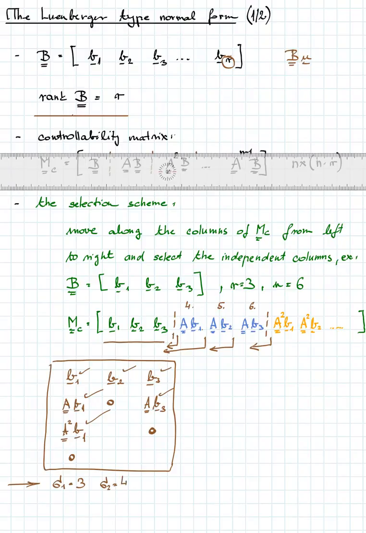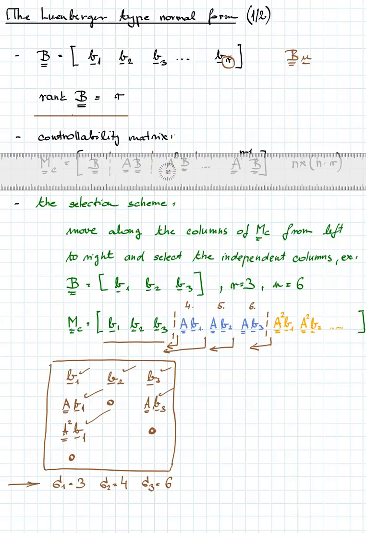It will be 4. In the third column, we have got 2 more elements. It means that sigma 3 is equal to 4 plus 2. It means 6. So these indexes will play an important role in the next video, so please remember these values. Sigma 1 is 3, sigma 2 is 4, sigma 3 is 6. So it's nothing more than the number of the elements of the selection scheme.